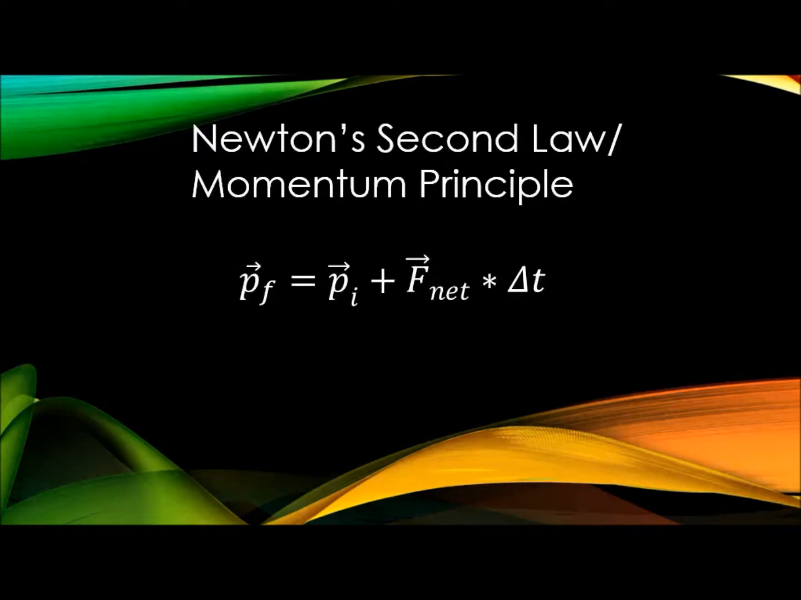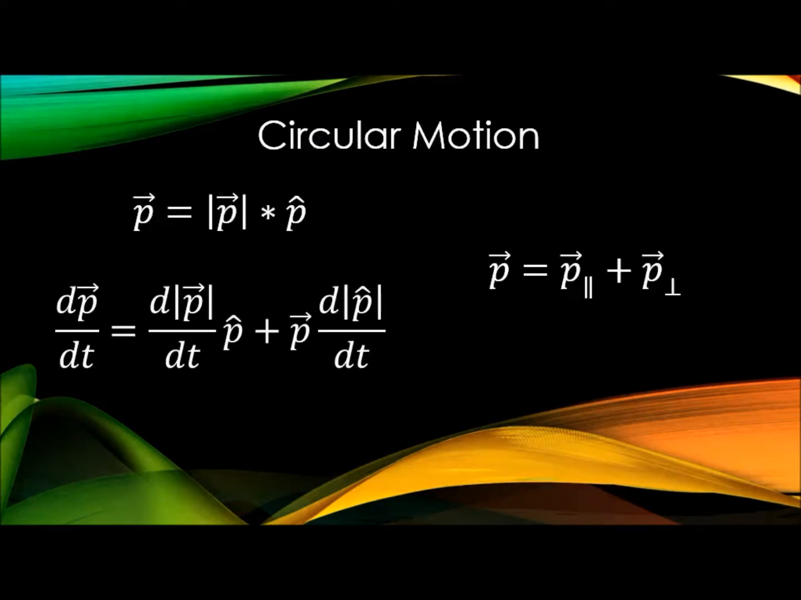This experiment makes use of Newton's second law in the form of the momentum principle, which states that final momentum equals initial momentum plus the net force times the change in time. Using momentum, we also have to account for the fact that the motion of the star is circular.